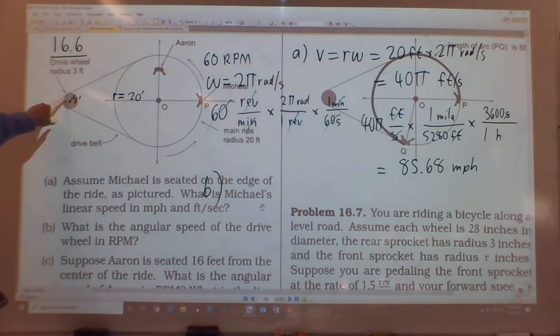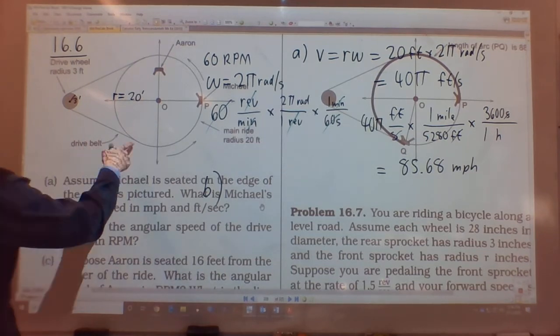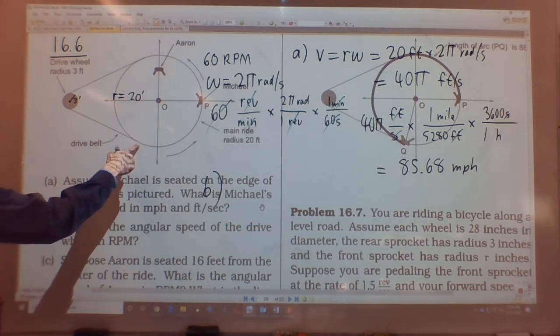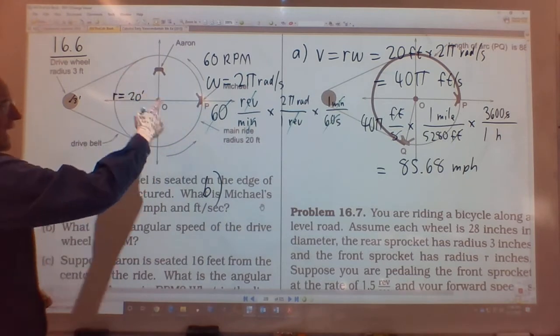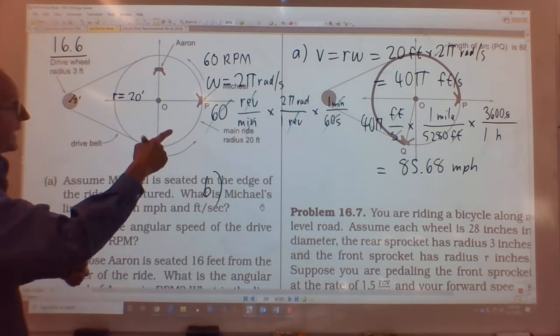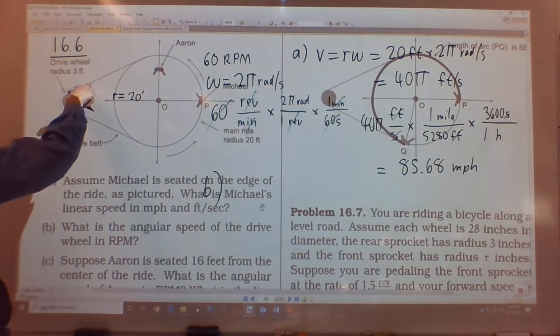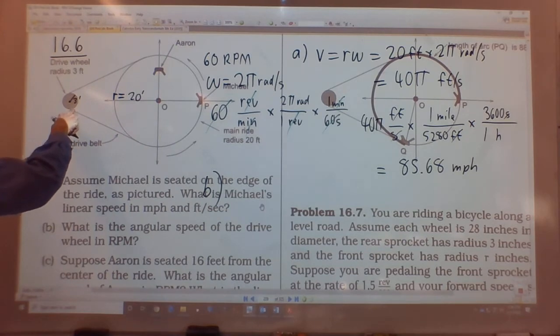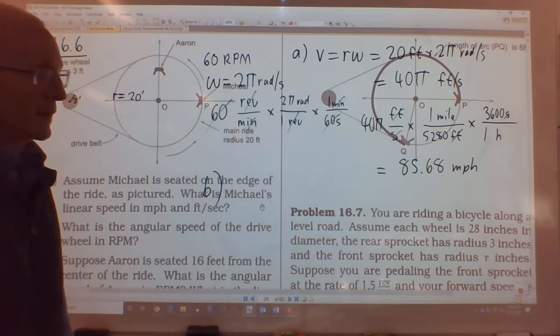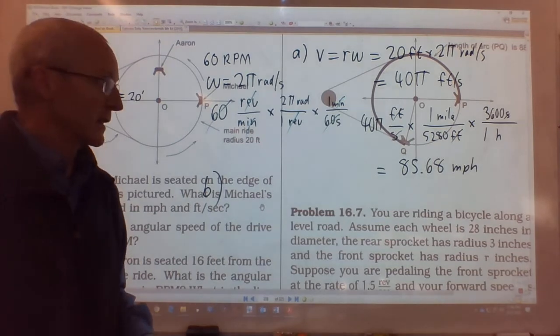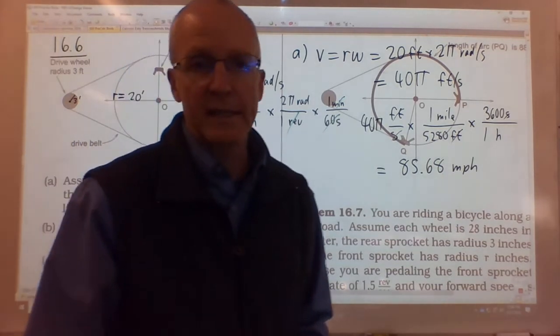Okay, here's our drive wheel. What's that omega? It's 3 feet radius, and we know the velocity of the wheel. The velocity is the same as the belt, right? The belt is going around this wheel at 45 feet per second, which means the outside of that wheel is also going 40 pi feet per second, or 85.68 miles an hour.